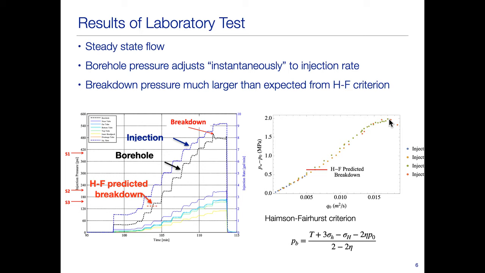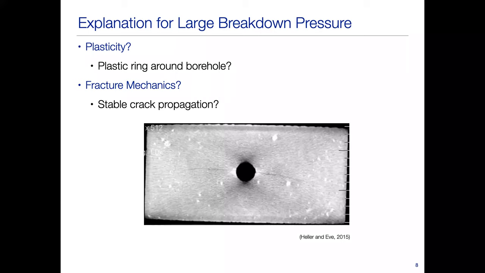So the question is, what is the explanation behind those high breakdown pressures? As I said, the conventional explanation has been plasticity, and by the way, I want to recognize the work of Panos Papanastasiou in particular, who has been pushing the boundary along this explanation. What I'm going to discuss today is maybe an alternative explanation of what is behind those high values of the breakdown pressure, invoking fracture mechanics, and wondering whether there could be a situation where we have stable crack propagation after the breakdown, after the initiation of the fracture.